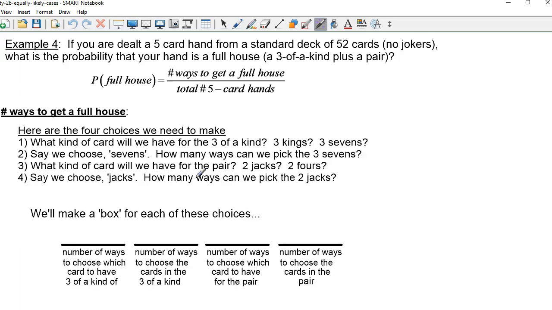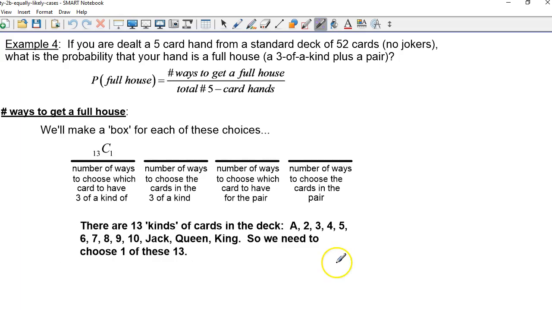To begin with, we'll make a box for each of these choices. We're going to have a box for the number of ways to choose which card to have 3 of a kind of. We'll have a box for the number of ways to choose the cards in the 3 of a kind. We'll have a box for the number of ways to choose which kind of card to have for the pair. And then we'll have a last choice, which is the number of ways to choose the cards that are in that pair. Okay. So, there are 13 kinds of cards in a standard deck of cards.